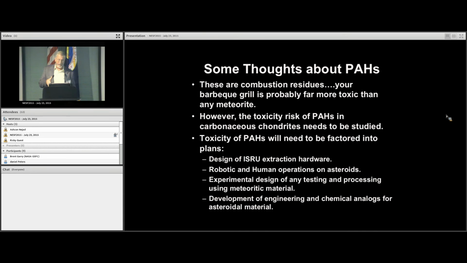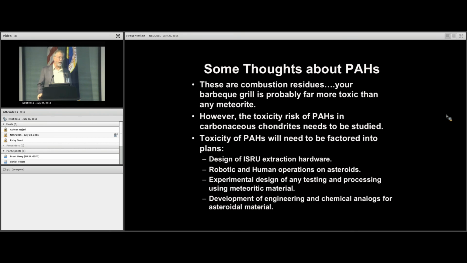However, you just need to study this and keep in mind when you're designing things like EVA systems, like ISRU systems, like any human or robotic interaction with this type of asteroid, which is quite valuable, that you can't go around breathing in a lot of this stuff. You need to separate it from the human component. So you need to keep that in mind for design of ISRU extraction hardware, because you don't want to end up concentrating toxic materials, robotic and human operations.